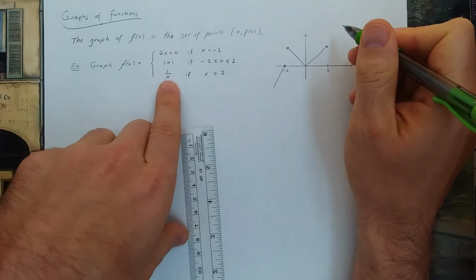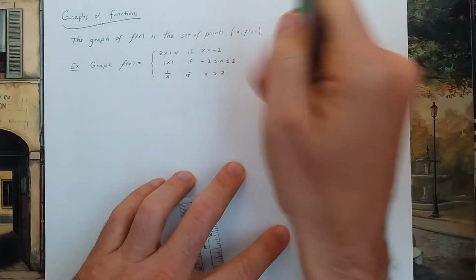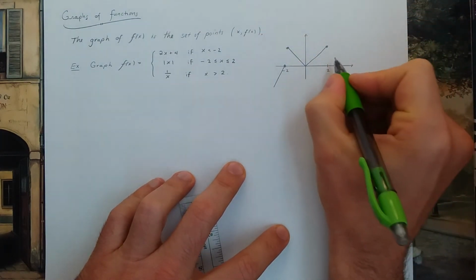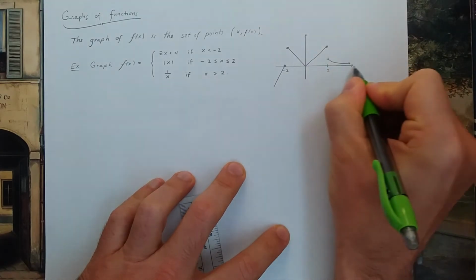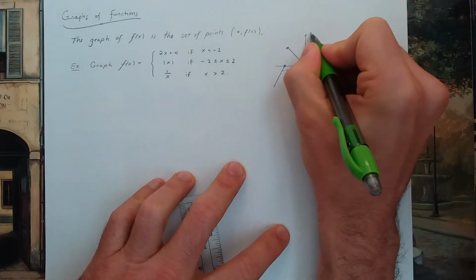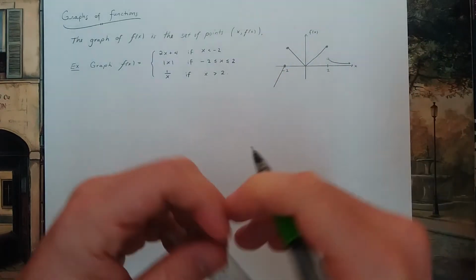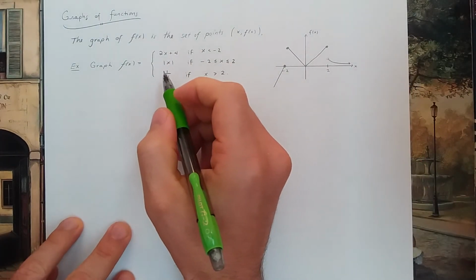And if I'm bigger than 2, I get the graph of the reciprocal function 1 over x. So the reciprocal function comes down like this and gets closer and closer to the x-axis. So there's x and there's f of x. So we can combine the basic shapes to define piecewise functions.